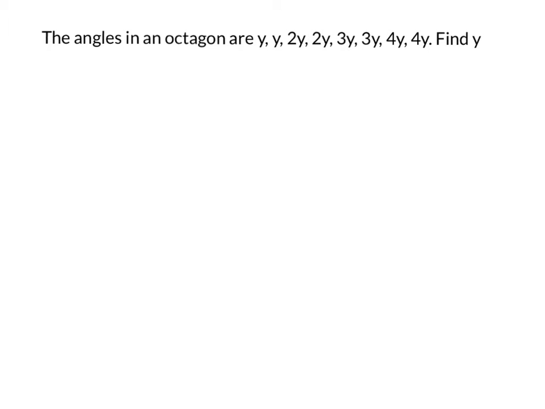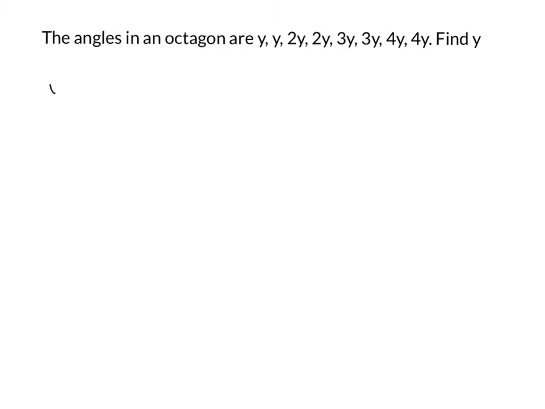The angles in an octagon are y, 2y, 2y, 3y, 3y, 4y, and 4y. So we have to find out y. Well, when we talk about the angles in an octagon, they are the interior angles. So we need to know what they add up to.